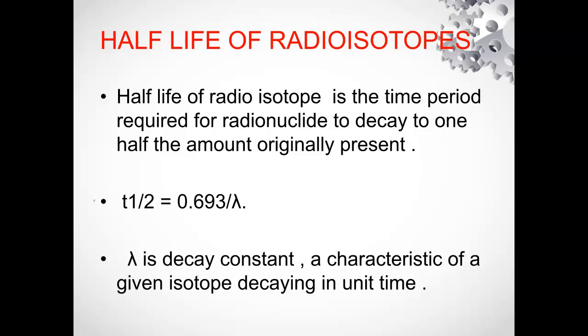So we have T-half, which is the symbol for half-life, equal to 0.693 over the decay constant. Every radioisotope has its own decay constant. So if we know the half-life, we can predict the decay constant of that particular radioisotope. The decay constant is the constant of a given isotope decaying in unit time. So every radioisotope has its own characteristic decay constant.